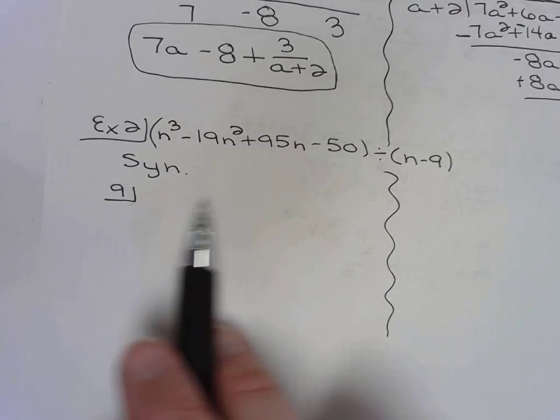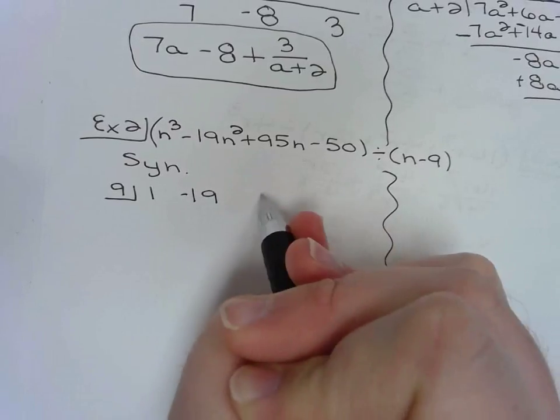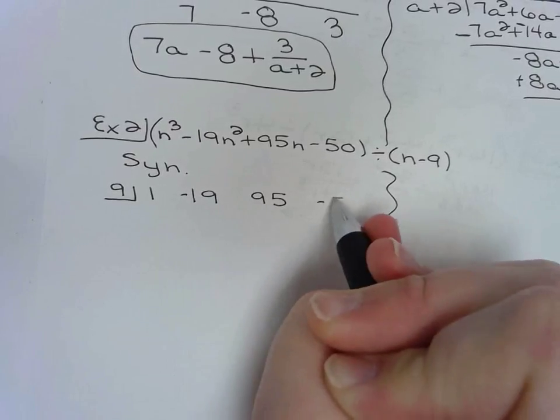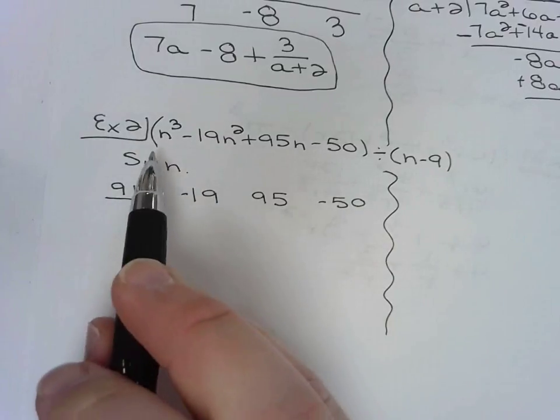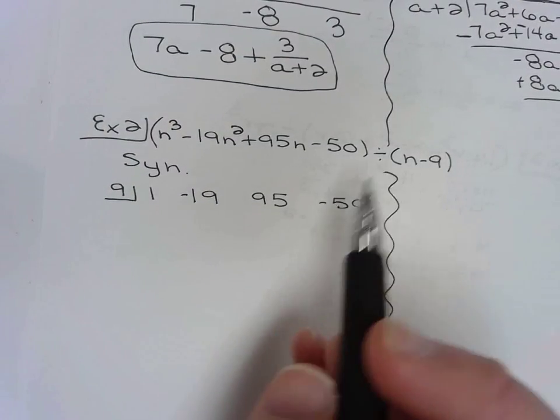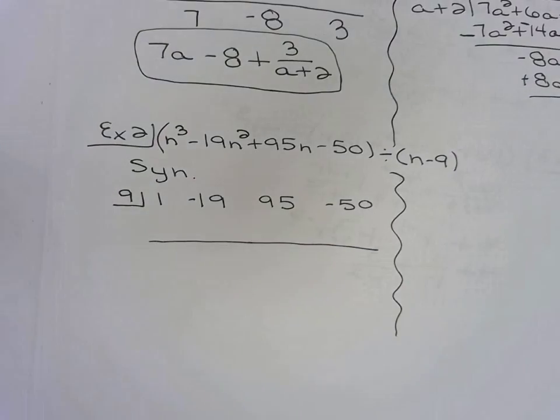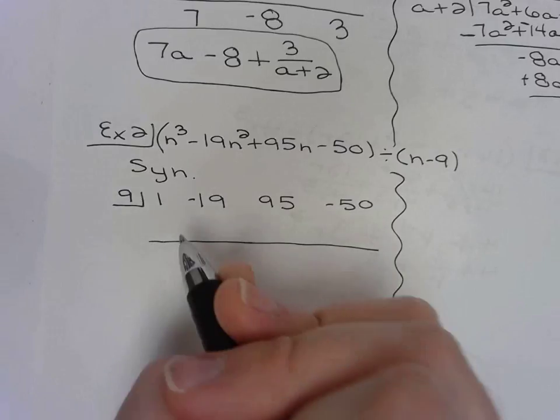What numbers do I write out across? 1, negative 19, 95, negative 50. Make sure you don't skip any. It goes into the third, n squared, into the first, and then into the 0 because it's a constant. Leave some space. Yep, bring down the 1.